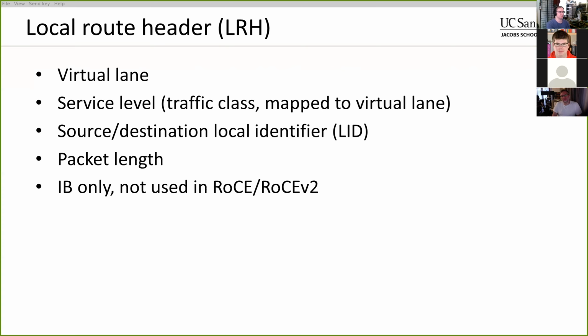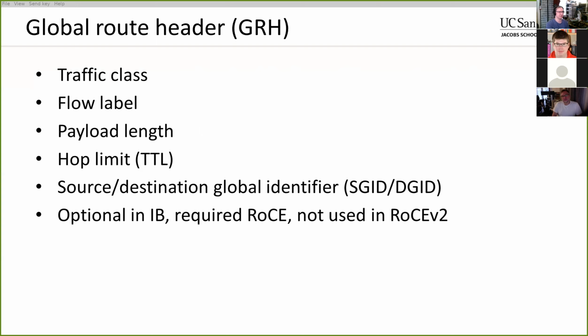Inside of the LRH, you then have the GRH, and this one has another traffic class indication. It has a flow label, payload length, hop limit, which is basically the same as the TTL that you see in IP headers. And then it has the source and destination global identifiers, which are 128-bit fields.